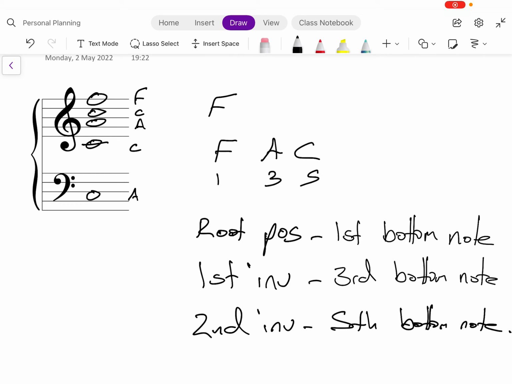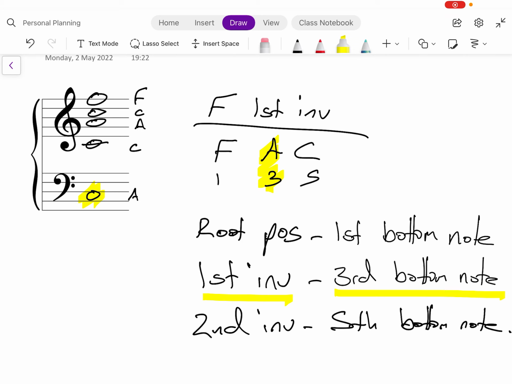1, 3, and 5. So now what I need to do is look at the bottom note and work out whether it's root position, first inversion, or second inversion. All I'm going to do is look at the bottom note, and that is an A. So an A is the third of the F chord. That means the third is the bottom note, so it's first inversion. So the answer for this would be F, and then I would write first inversion, or first inv.